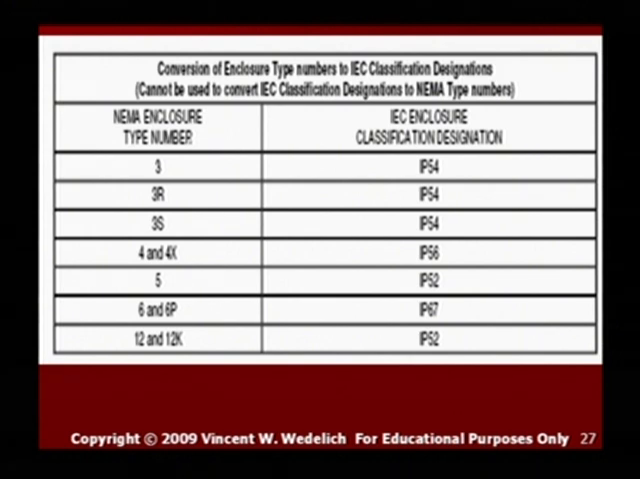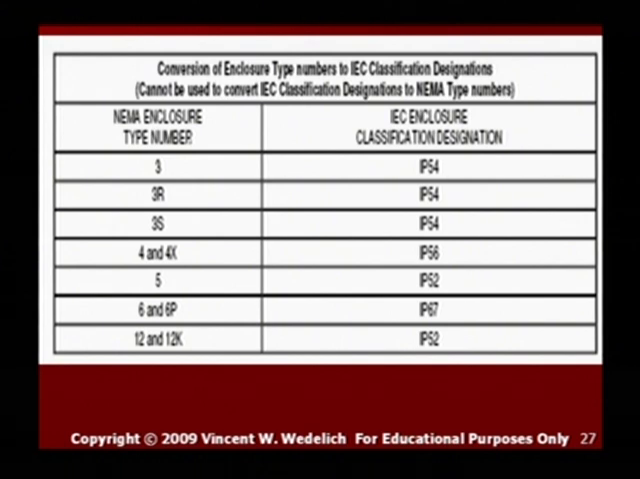And then here is a basic comparison between the NEMA type enclosures and the IEC enclosures. A Type 3 is equivalent to an IP54, a Type 4 or 4X is equivalent to an IP56, and a Type 5 is equivalent to an IP52. Really, if you look in the back of a Hoffman book, they actually show you a Type 4X is a 65. So it varies on who you're talking to as to what you're doing. But as you can clearly see here, it says that this cannot be used to convert IEC classification designations to NEMA type numbers and vice versa.